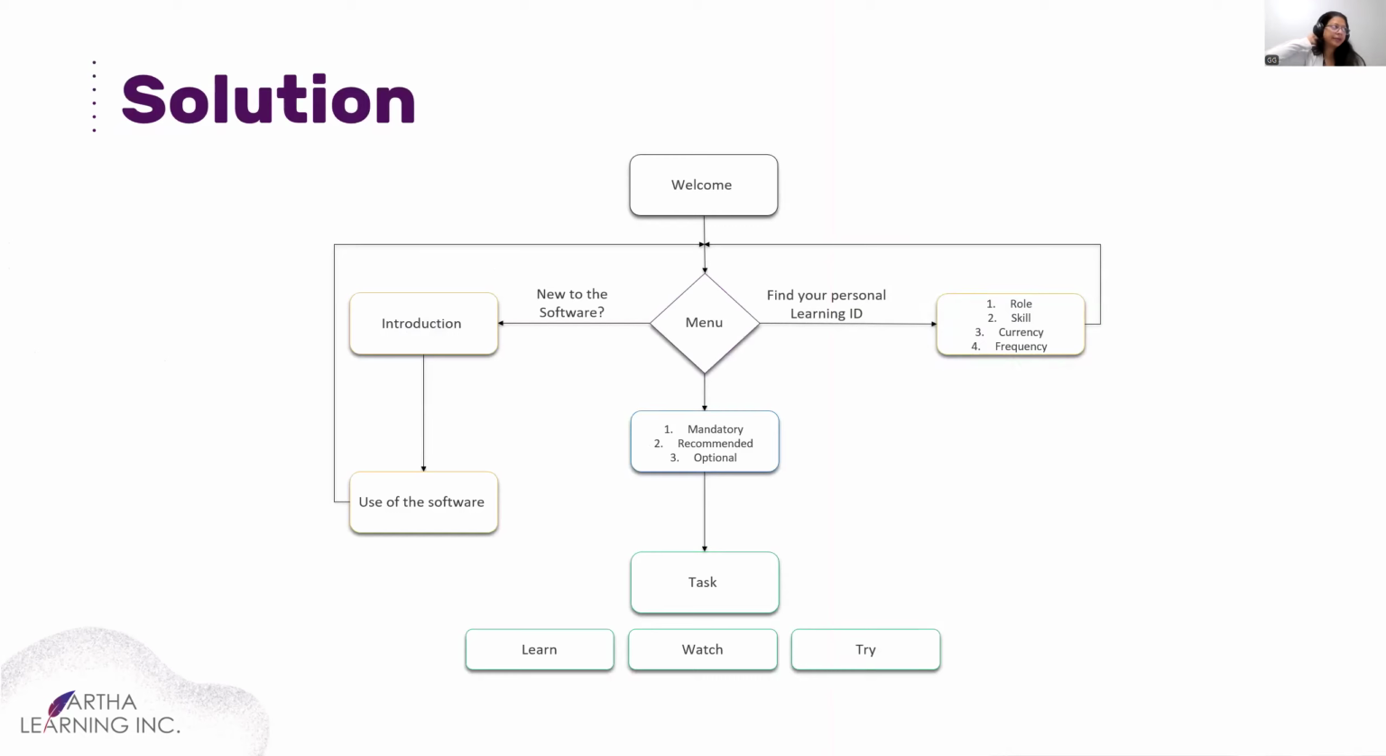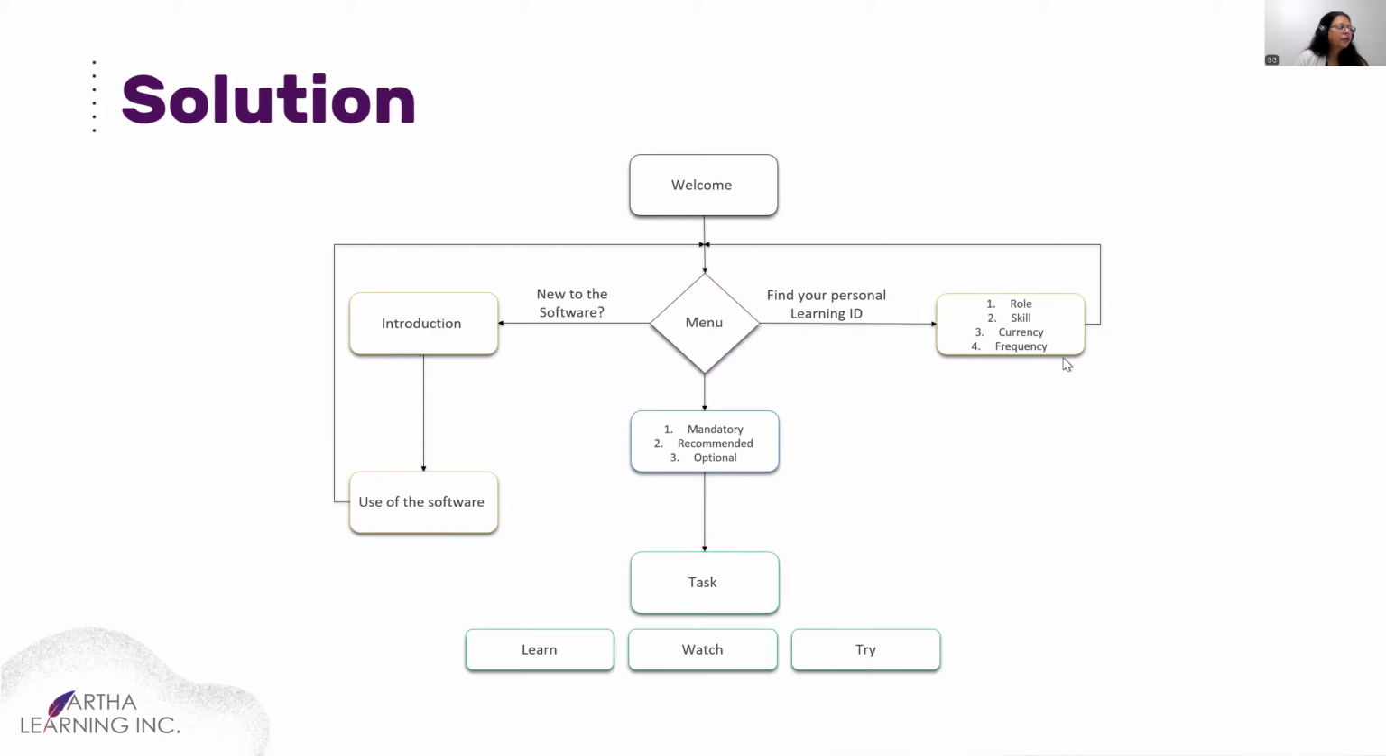Now, how the module looked like? Started with a welcome page, of course, and brought you to a menu. If you were new to the software, we'll give you some sort of video introduction. We'll kind of tell you why the software is used. Well, this is basically just getting them set up. If not, you could choose to find your learning ID. And what that did was it brought you to another scene in Storyline where you could answer a few questions, and that would give you a numerical ID. 1, 2, 3, 4, right?